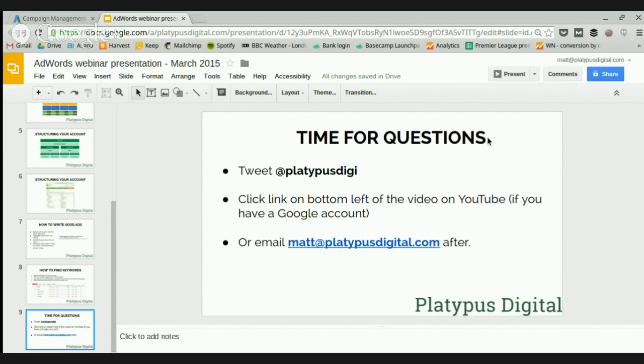And if you choose the exact phrase match, then you'll only appear for exactly that phrase and no variations on it. Really depends how you want to set your account up. I would always recommend starting with broad match, because you don't know what people are going to search for, and then maybe expanding out from there.